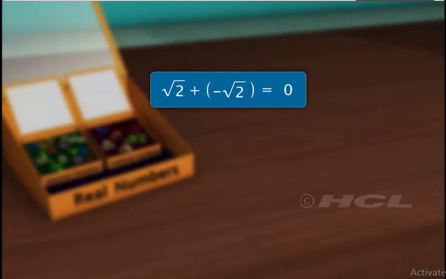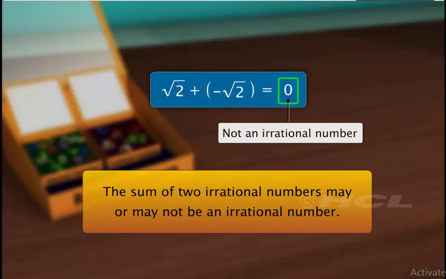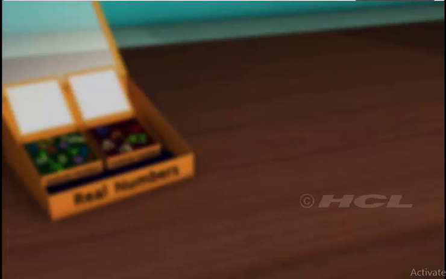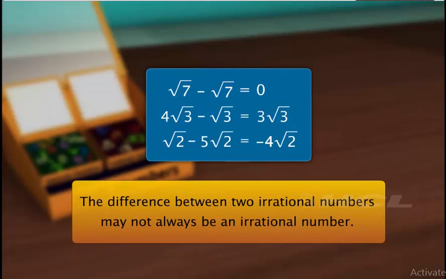Square root of 2 plus negative square root of 2 gives the result 0, which is a rational number. Thus, we can say that the sum of two irrational numbers may or may not be an irrational number. Similarly, the difference between two irrational numbers may not always be an irrational number.